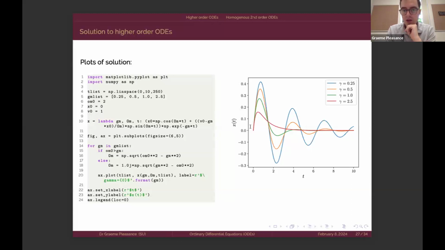Here, the pendulum starts at its equilibrium position but has a non-zero speed. You can see that in the underdamped regime it undergoes similar types of damped oscillations, whereas in the overdamping regime you get this incoherent, non-oscillatory behavior.